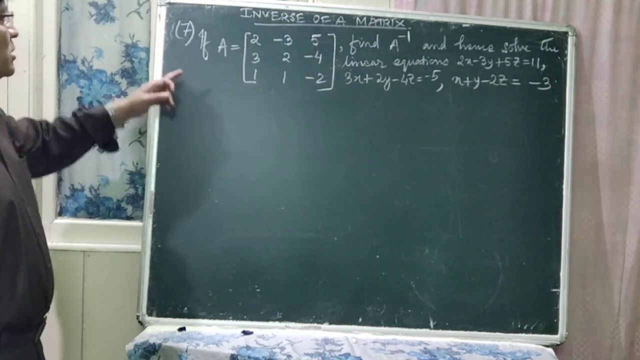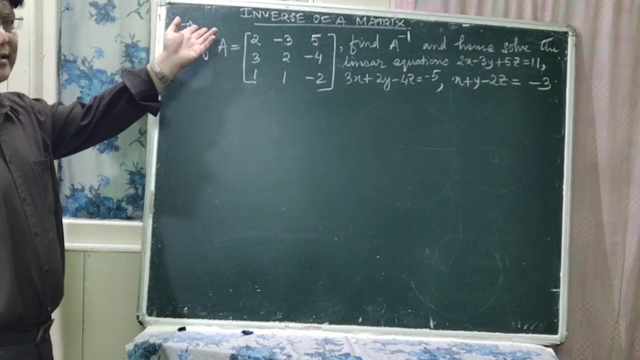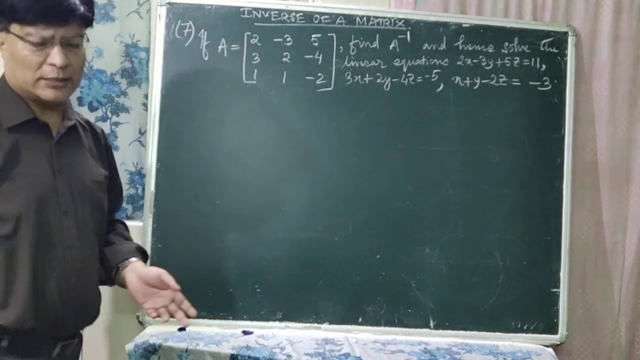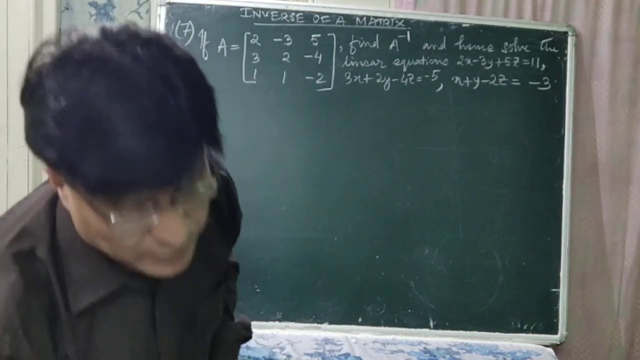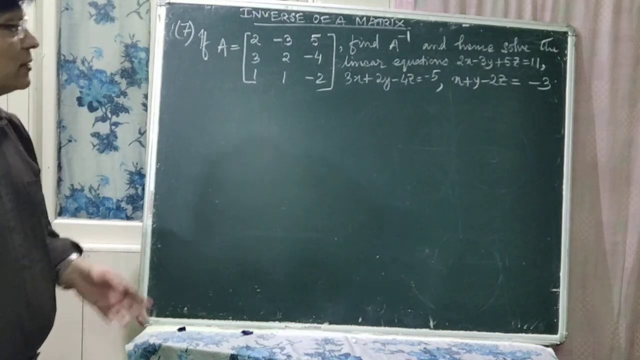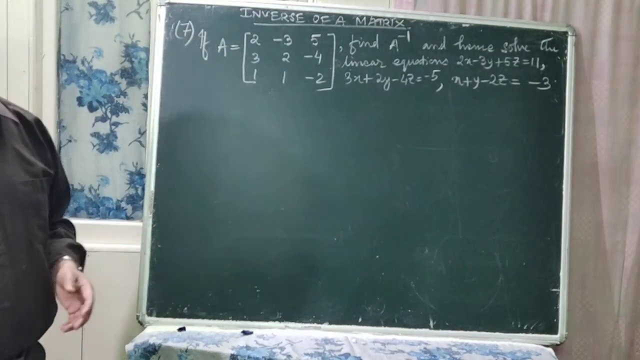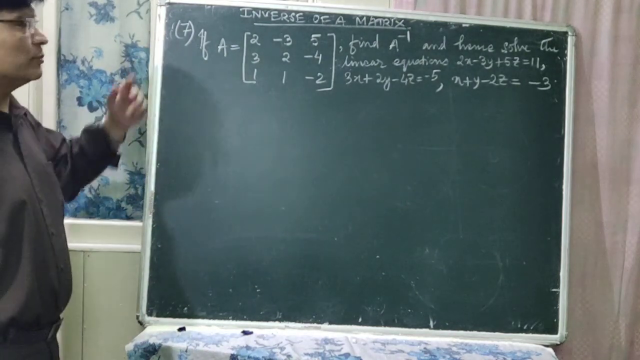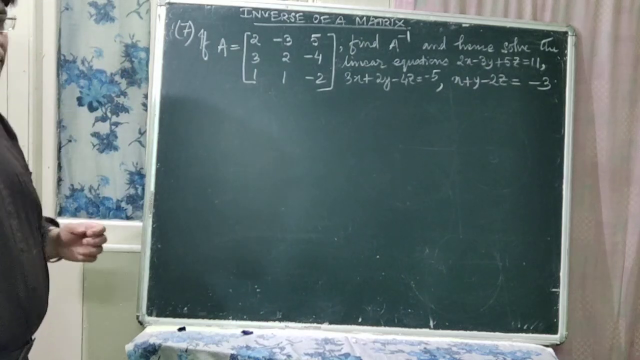The question is question number 7. Same exercise, Exercise 3, page number 214, right? Each question in this section carries 5 marks. So let's do question number 7 now.